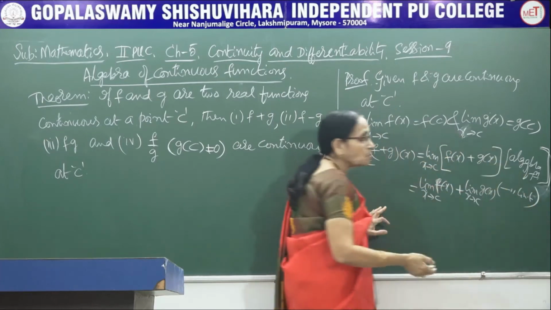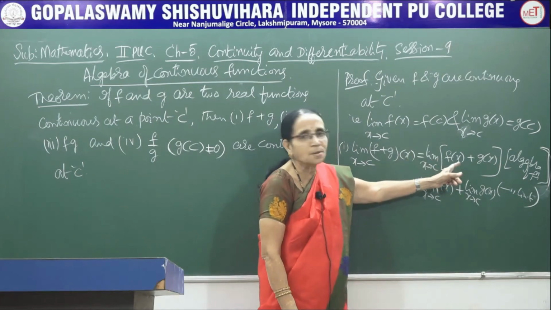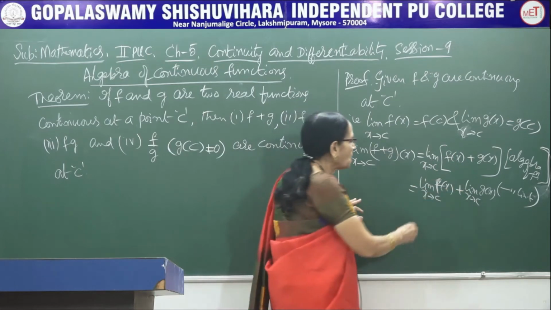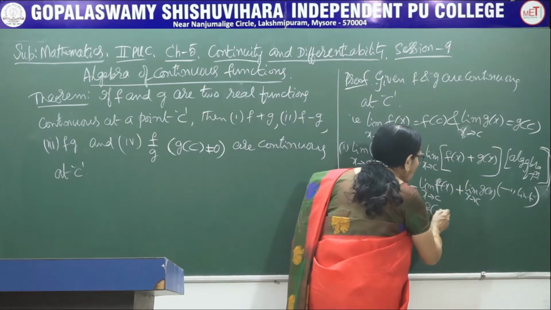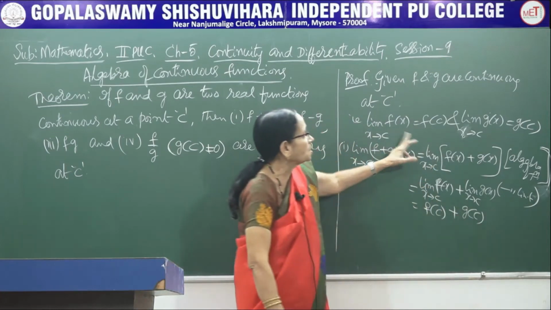First one is algebra of functions. I am giving the reason there why I have written that one. First one is algebra of the function. Now algebra of the limits. Now you can write it as f of c plus g of c. What is the reason? Already I have given.